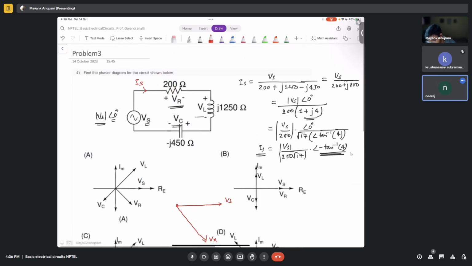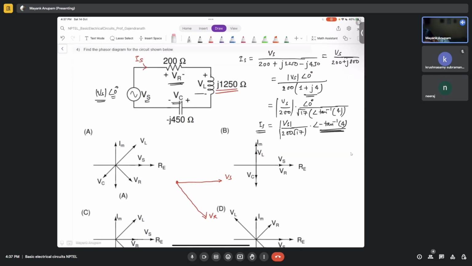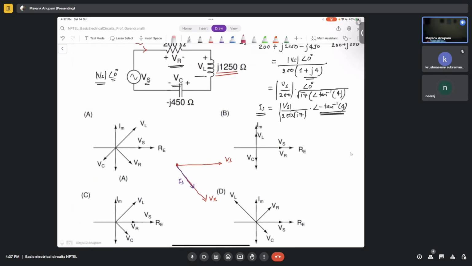Now let's find what VL is. VL is the voltage across the inductor. We know that the voltage across the inductor is always 90 degrees leading the current. The current is in the same direction as VR, so the current would be somewhere here. Let's call this IS. Then 90 degrees ahead of this would be the inductor voltage, somewhere like this. So this will be VL, correct?